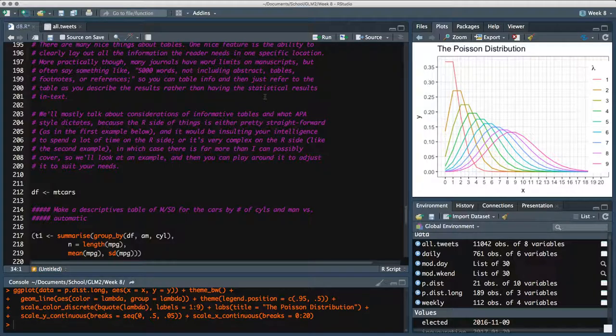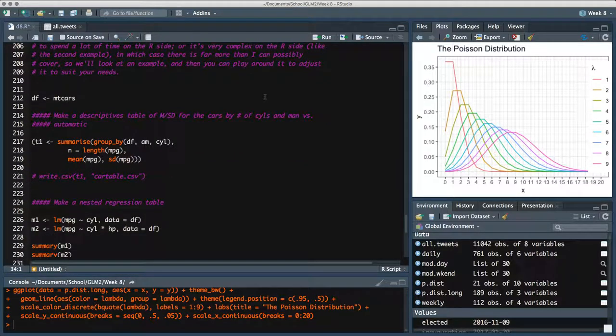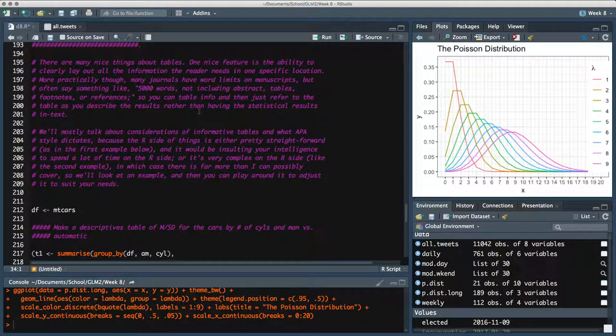And so today we're mostly going to just be talking about some of the considerations of informative tables, and we'll do one very simple, straightforward example, and then one that's a little bit more complicated. The first one is easy enough, and then for the second one there's more than we possibly could talk about. We've mentioned Stargazer before, but I want to show you all some other stuff with that.